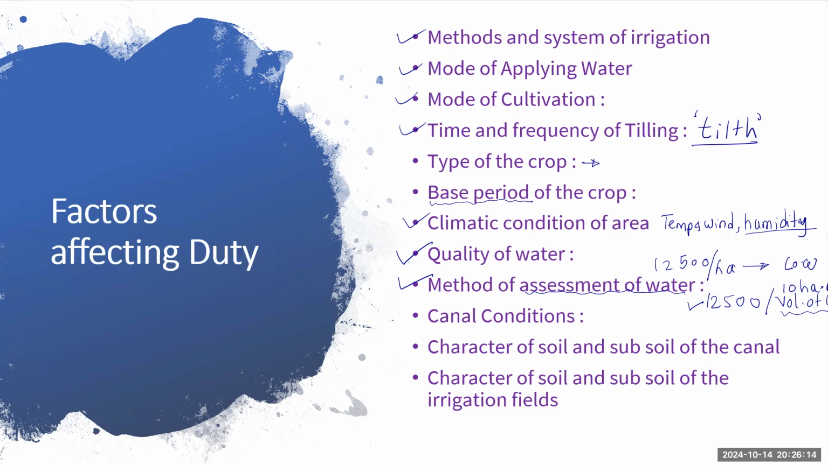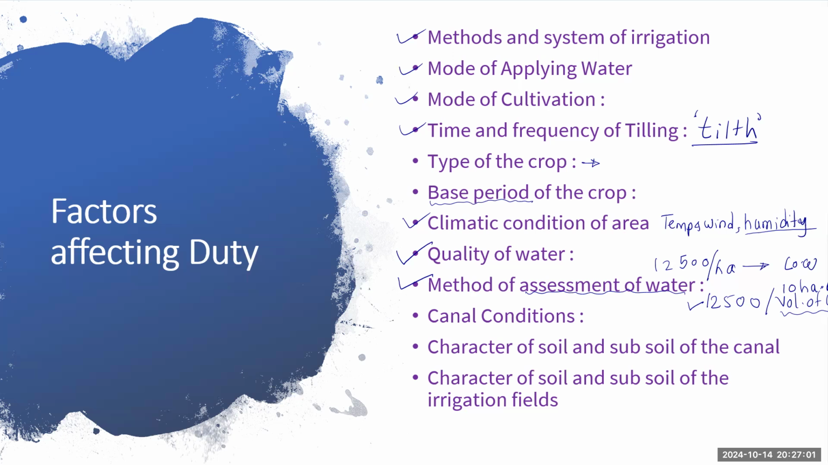So this tilth is defined as the internal arrangement of soil particles which is improved by tilling operations, various tilling operations. So if the tilth of the land is good, in that case, the water is retained for longer duration and frequency of irrigation required will be less, and hence the resulting duty will be high. So time and frequency of tilling, how many times this tilth is maintained, that is important. So if tilth is good, in that case, it yields higher duty.